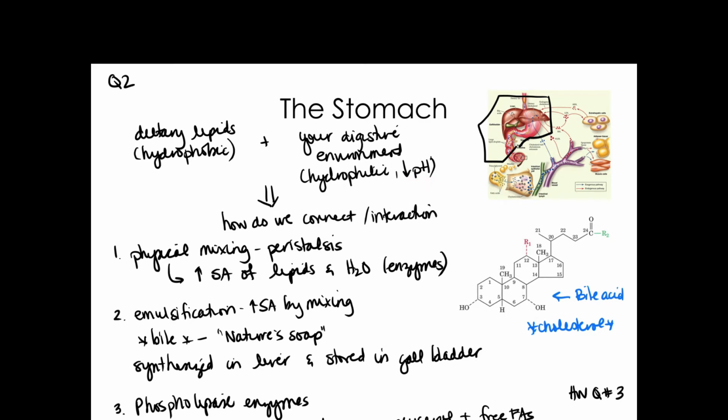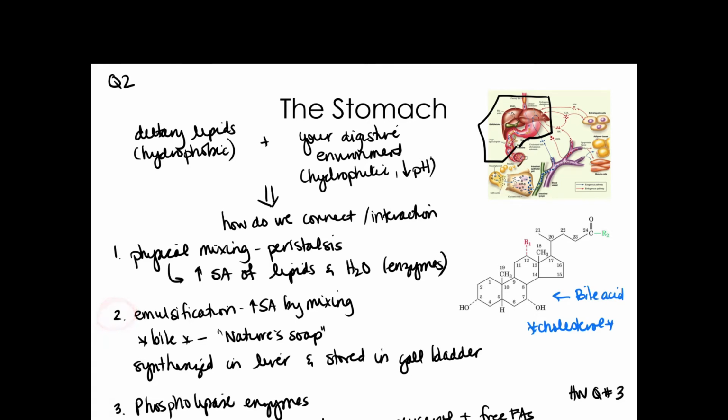So if we've got to think about metabolizing foods that we've consumed, we need to think about how we connect and interact the enzymes with the food sources or whatever reagents we have that are going to help us digest these materials. So there's three things that help with this process. The first is just the physical mixing that happens with the peristalsis in your intestines. And again, the purpose of that mixing is to increase the surface area that lipids and water and the enzymes contained in that aqueous environment will be able to interact under. So again, that physical mixing is very important.